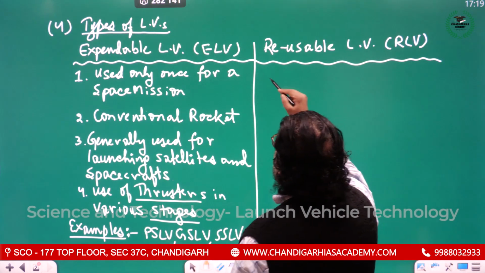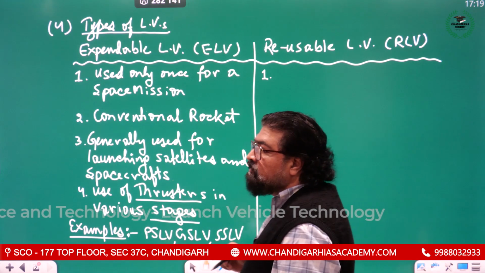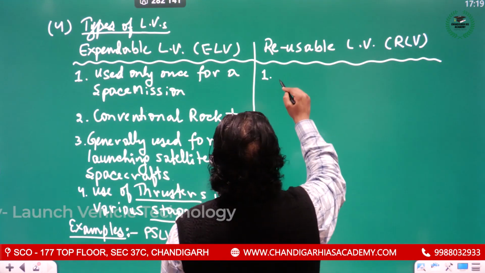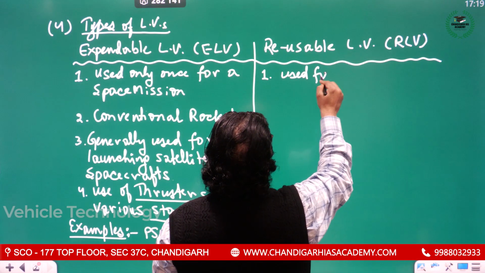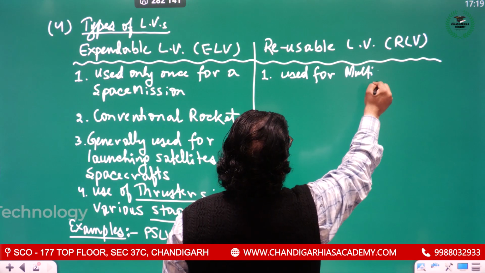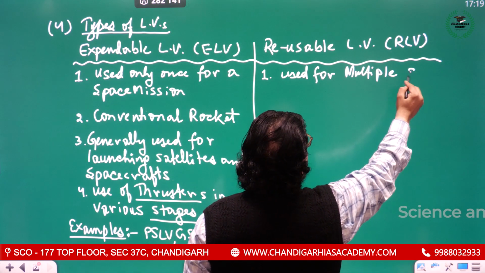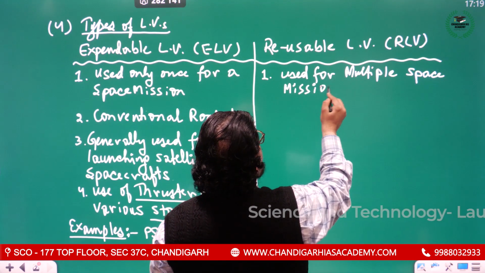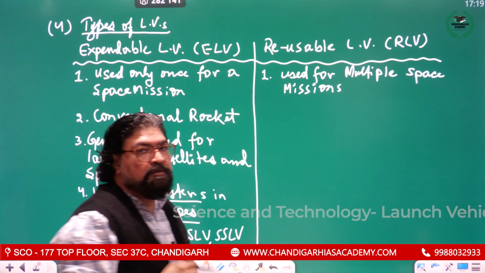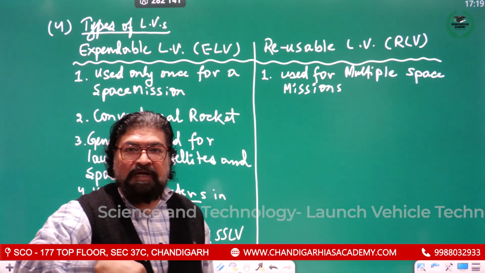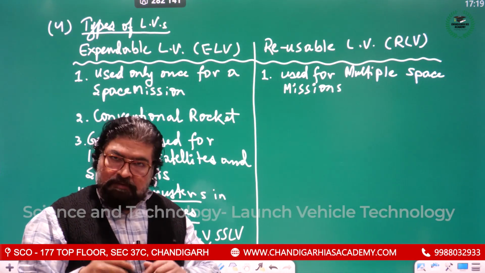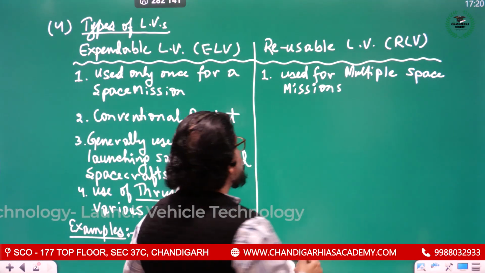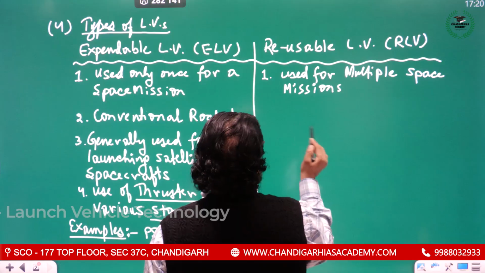Now, when you look at reusable launch vehicle, from the name it is very clear. They can be used again and again. They are used for multiple space missions because they are able to be recovered and reused. That means they go into space and come back. Then we can assemble again and go for the next mission. So multiple space programs, space missions there.